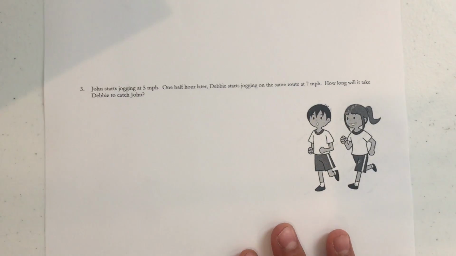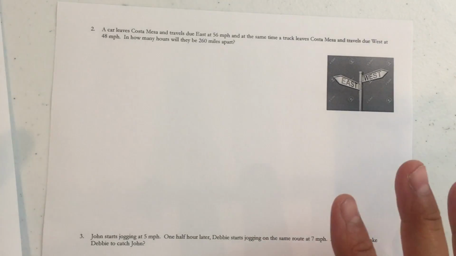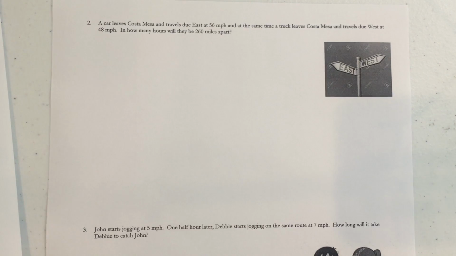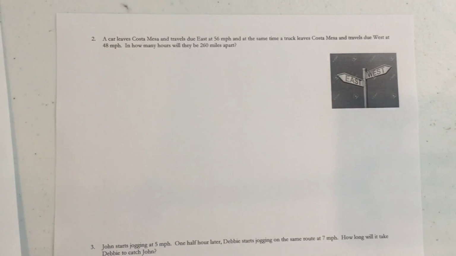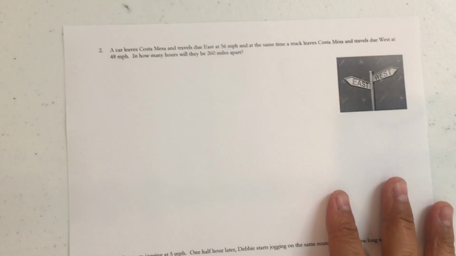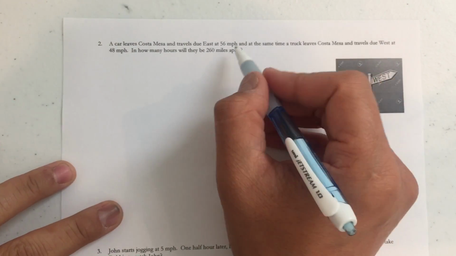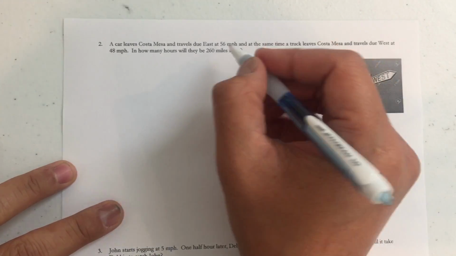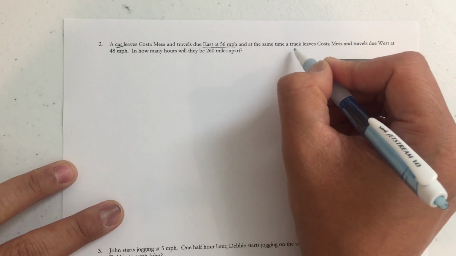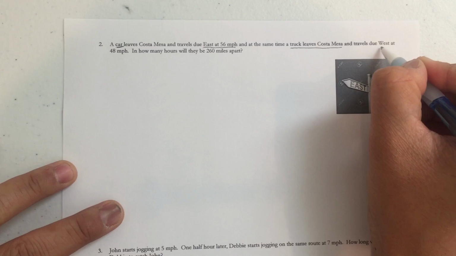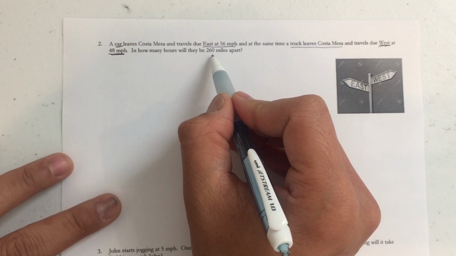I want to start at motion problems because we're kind of on this verge of motion problems and I don't want to switch gears. So let's go ahead and do another motion problem. A car leaves Costa Mesa and travels east at 56 miles an hour. At the same time, a truck leaves Costa Mesa and travels west at 48 miles an hour. How many hours will the two be 260 miles apart?